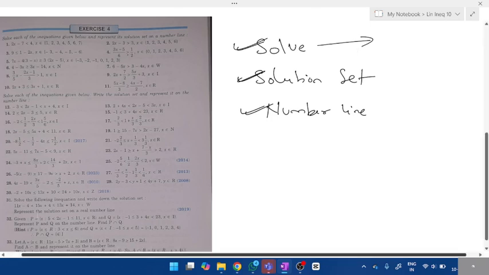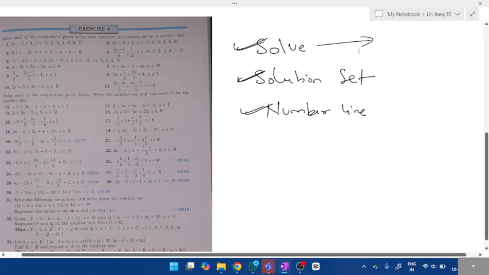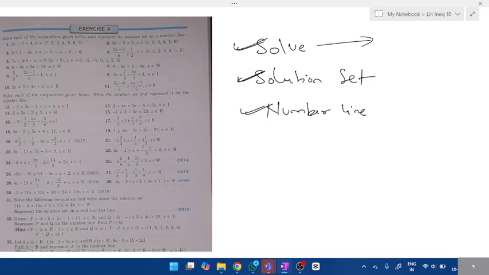Only one concept is left, that is representing real numbers using the open and closed dots. I'll explain that in tomorrow's class, Adi. I'll send the recording. Go through it regularly. If I am free, I'll take an evening class, mostly on Saturday. If not, next Monday I'll conduct one class in the evening. Class is over.